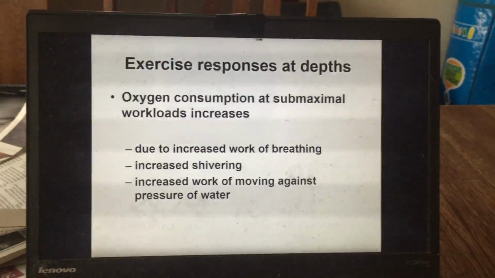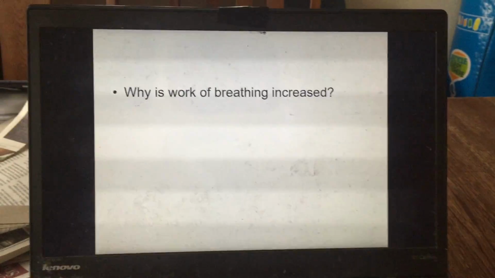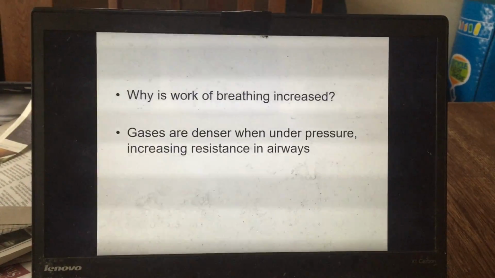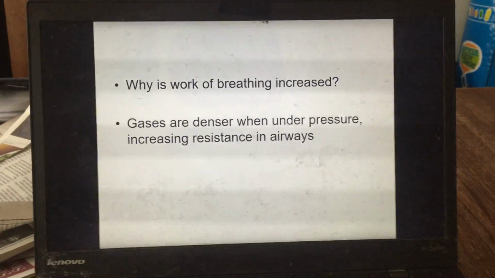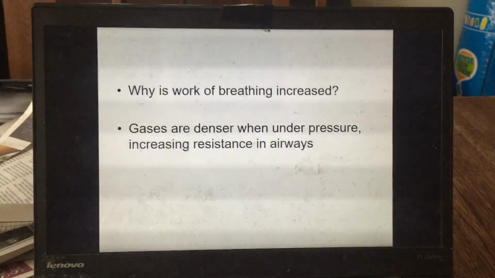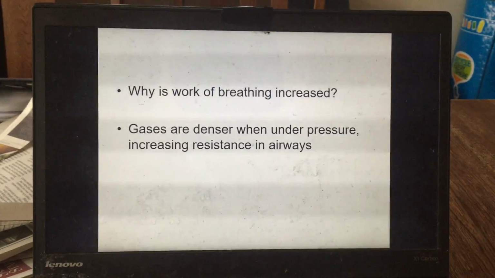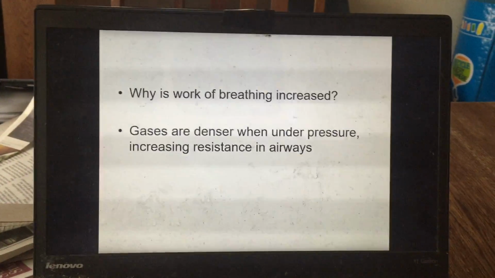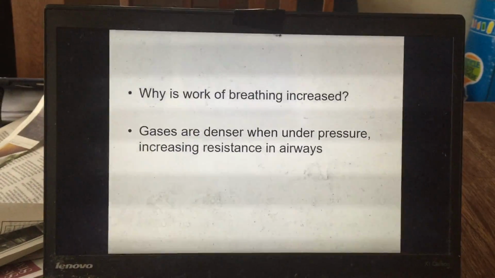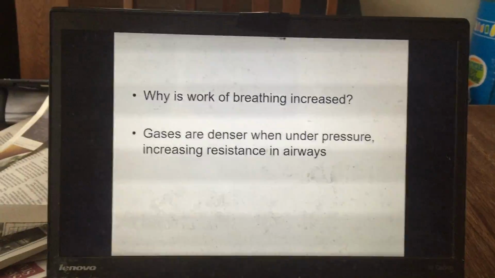So the work of breathing increases while you're diving because when gases are under pressure, they become denser, and it just makes it more difficult to move those gases through your airways. So there's greater increased resistance in your airways and makes the work of breathing harder.